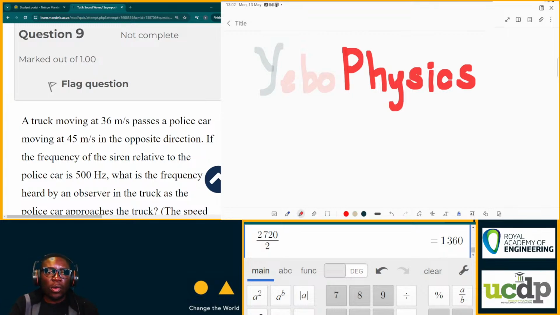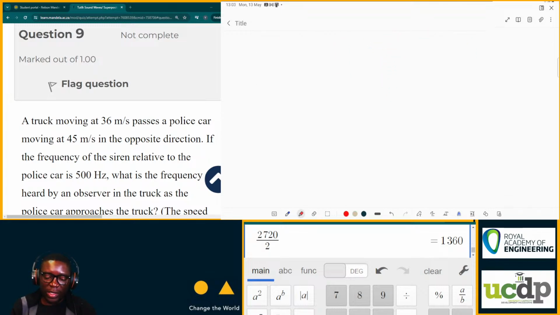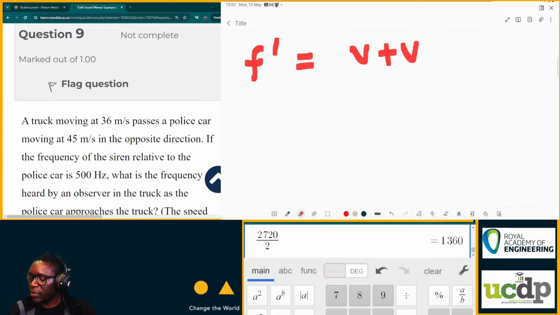Today our first question is on the Doppler effect, and with the Doppler effect, we generally have our master equation, which relates the frequency observed to the frequency from the source through the expression (V plus V naught) over (V minus Vs).